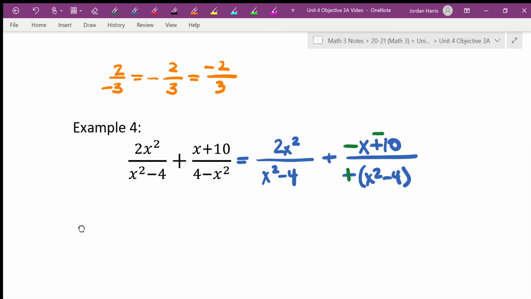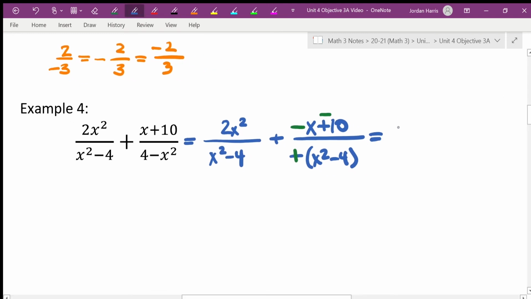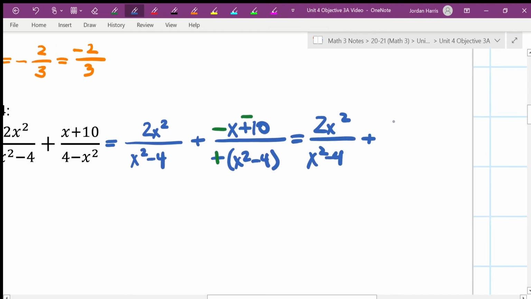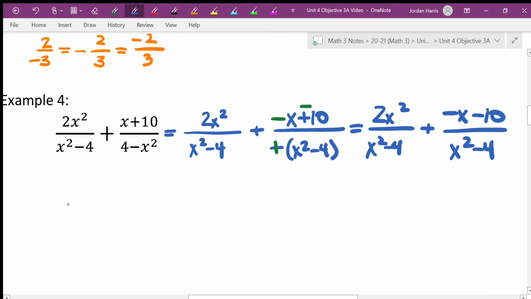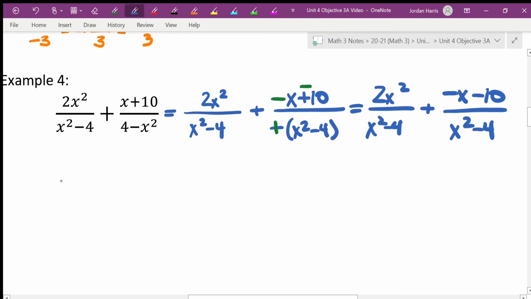So it becomes 2x squared over x squared minus 4 plus negative x minus 10 over x squared minus 4, because I changed the negative to the top. But I have to change all the signs. Now I can combine them because I have like terms, or common denominators. So I have 2x squared minus x minus 10. They are all unlike terms.